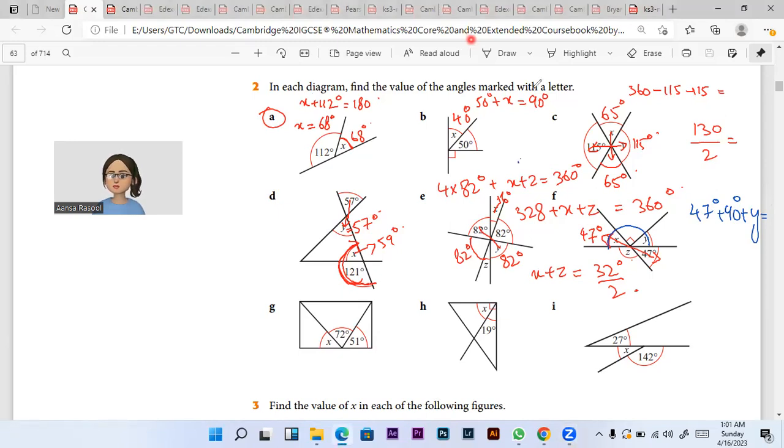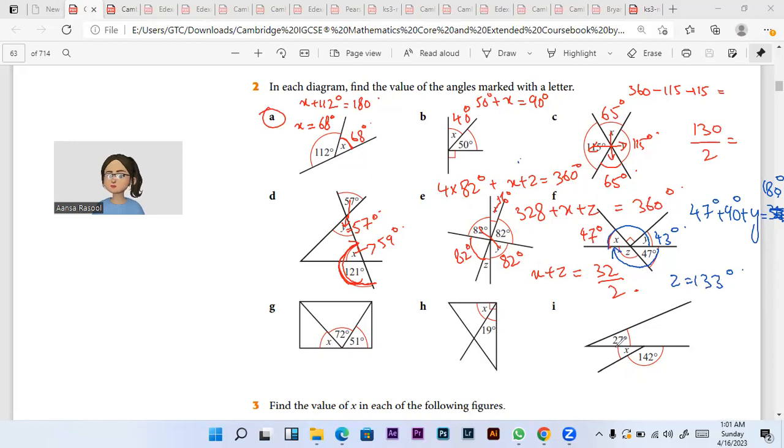So basically here the straight line rule applies. It will be 180 degrees. So 47 plus 90, and 180 minus 137 will give us 43 degrees over here. And at the bottom again the straight line rule will apply. How? 47 degrees and angle Z will add up to give us 180 degrees. So 180 minus 47 will give us 133 degrees. So angle Z is 133 degrees.